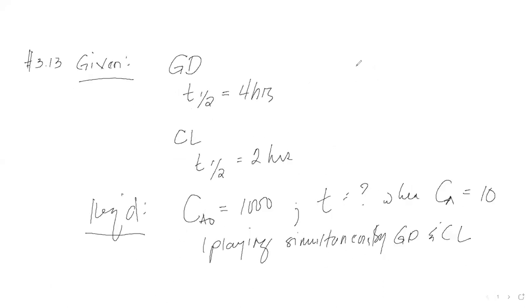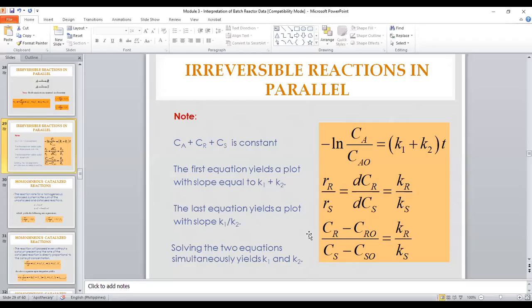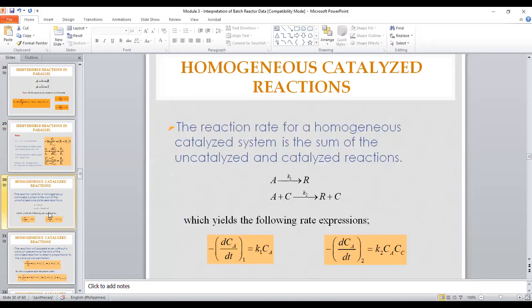Okay. So we will proceed. If there's no more question, we go back to our slides. Okay, so that would be for our parallel reaction.